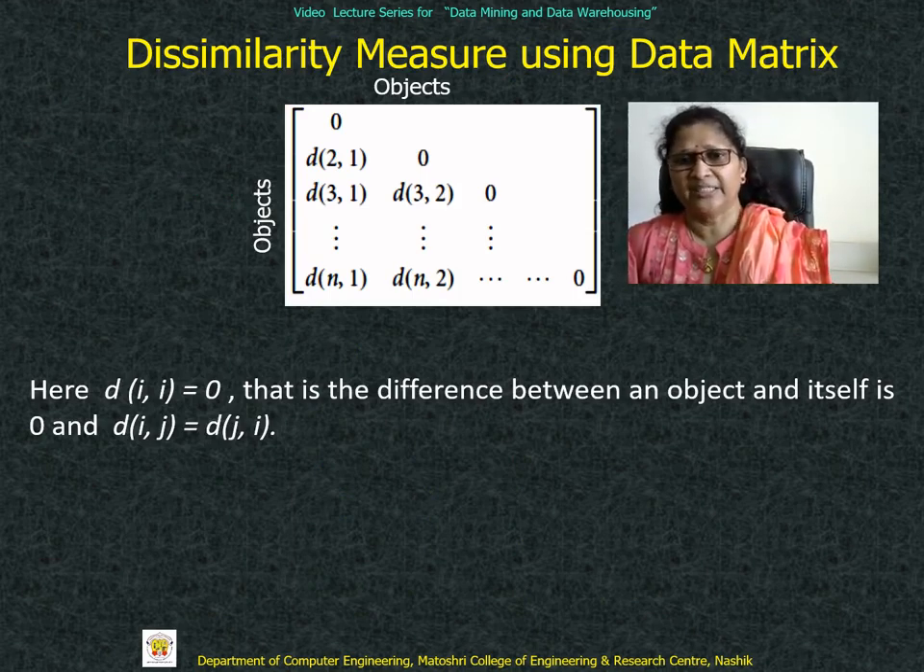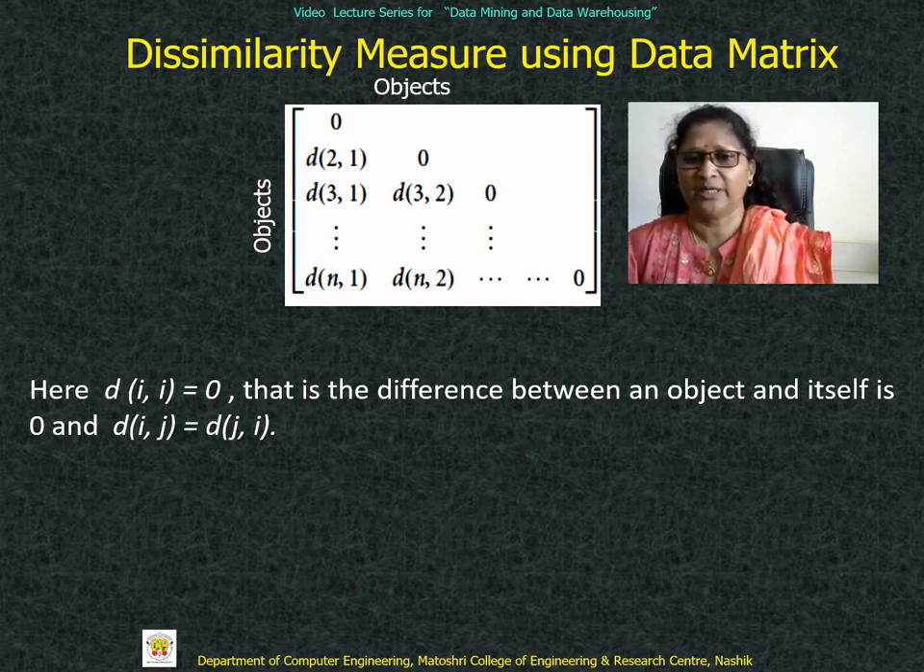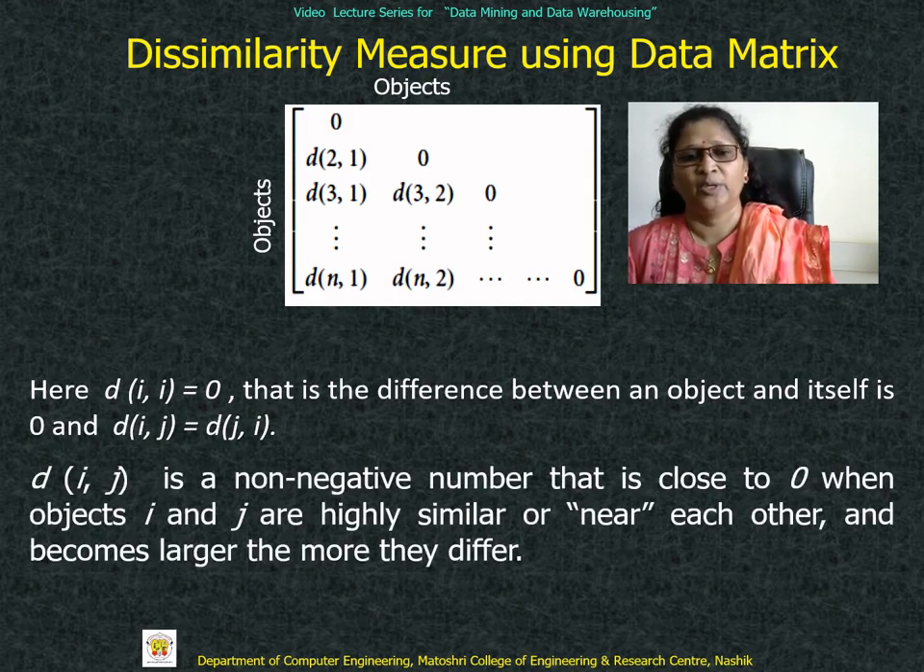Dissimilarity using data matrix is represented as a matrix as shown in the figure. Here Dii is equal to 0 for an object with respect to itself. When we try to compute difference between an object and itself, it comes out to be 0. And also remember that D21 is going to be same as D12, the symmetric property which we just learnt. And Dij is a non-negative number that is close to 0 when two objects i and j are highly similar or near to each other, and it becomes larger when they differ in high quantity.